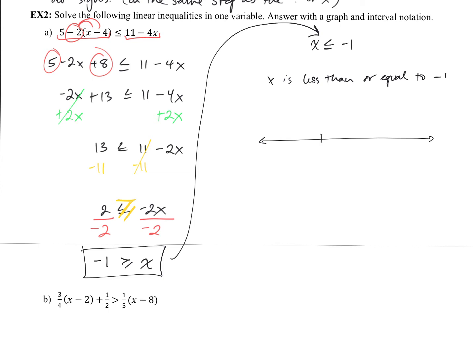Alright, so here's -1. Make sure to always mark where 0 is. And we want x to be less than, so it's going to be smaller than -1. And it's equal to, so we'll go ahead and fill in that equal to mark.